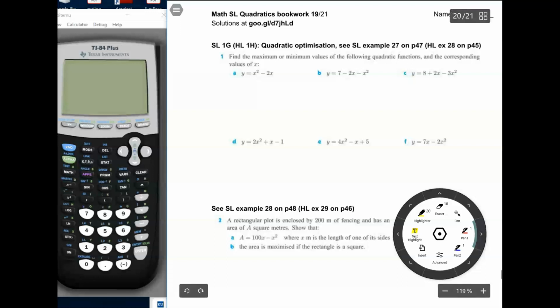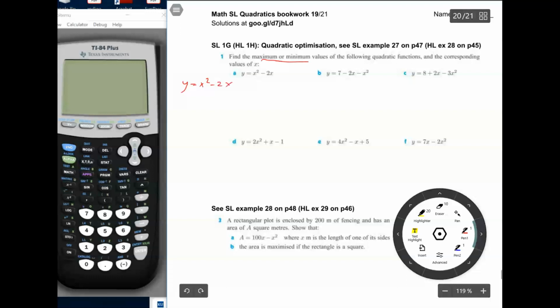All right, number 1. Find the maximum or minimum values of the following quadratic functions and the corresponding values of x. Okay, we've kind of done that before, haven't we? It's basically the same as finding the vertex. They're just getting you used to the new way they're going to ask you to do that.